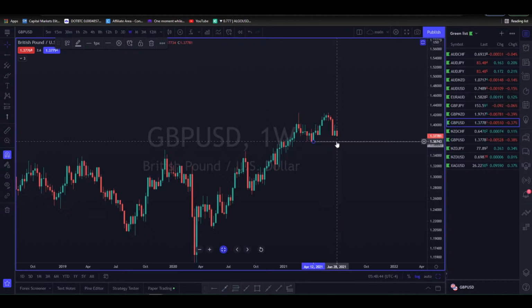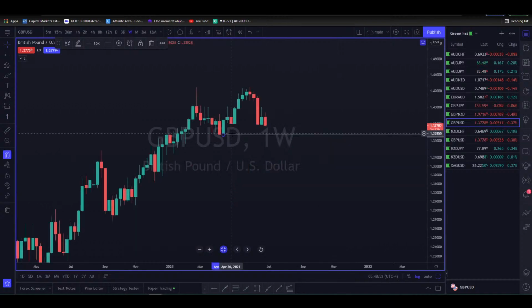Once we get to that area, we will no longer be looking for shorts on the pound dollar, as that's a pretty big swing low in this section of price. So that's what we're looking for, guys.